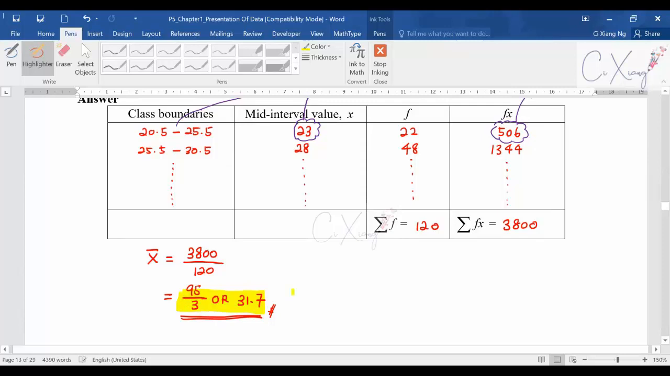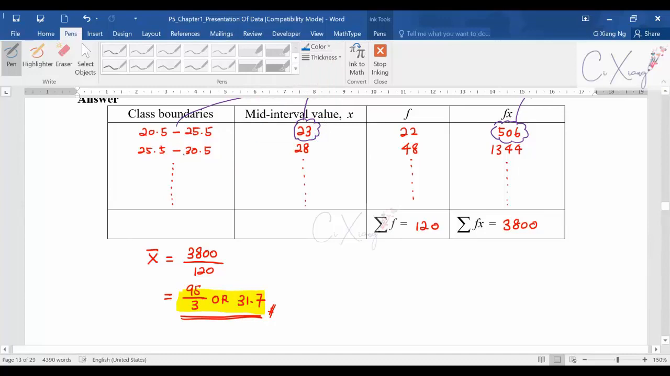Okay, so this particular example is something very straightforward. That means it is a straightforward question. They give you the value, the table, then you just follow the table and try to find out the mean. Okay, it is a straightforward question.